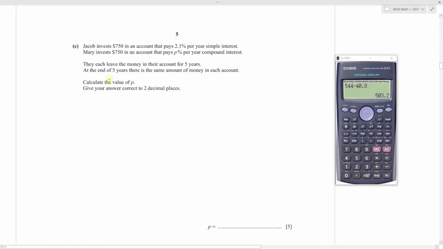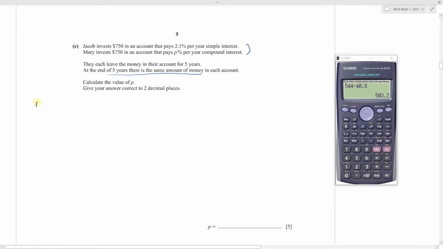So after 5 years, both accounts have the same money. For Jacob's account, we are given all the information. We can calculate the amount in Jacob's account after 5 years, and then find how much is in Mary's account using the compound interest formula, and equate it to the amount we calculated in Jacob's account, because both are the same at the end of 5 years.